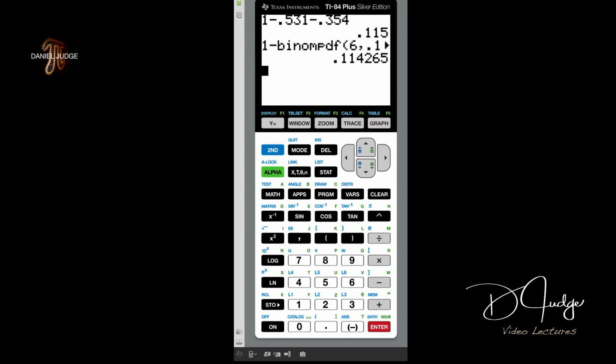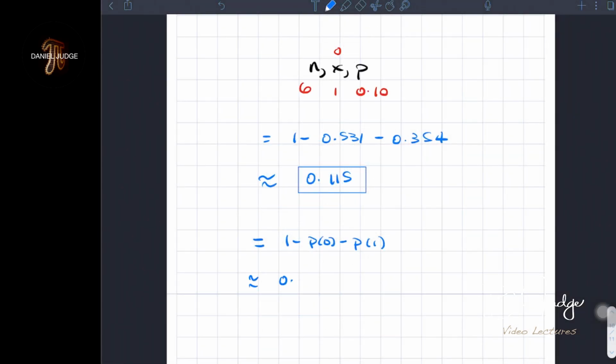And as you guys can see, this approach gives us 0.114625, which really is, again, approximately 0.115 to the nearest thousandth.